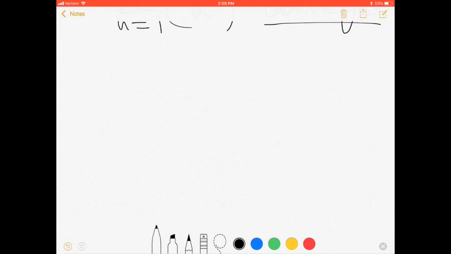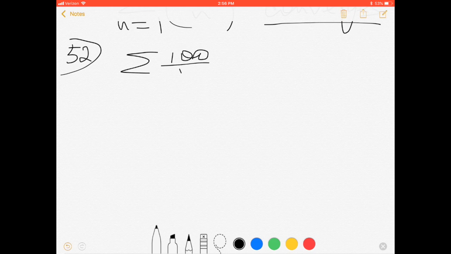Now I'm showing you solving a couple of examples from your section where we can use different tests. Every time, look at which test is more comfortable for each question. For example, number 52. What do we have here? You have the series 100 divided by n, starting with 1 to infinity.